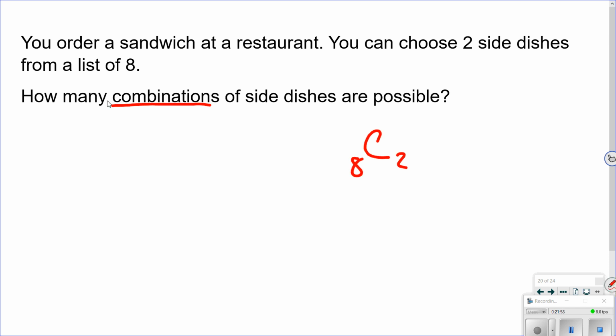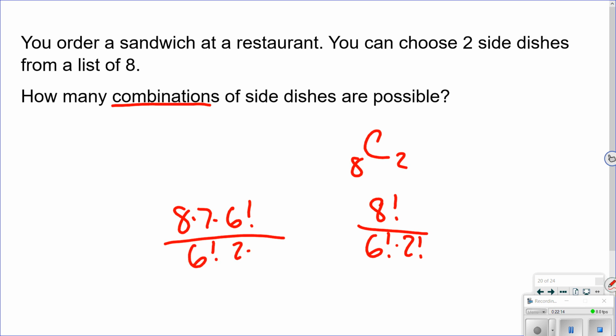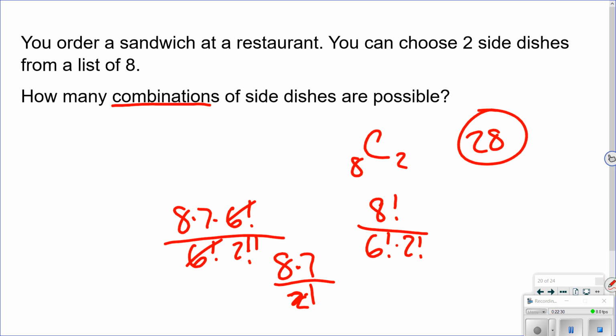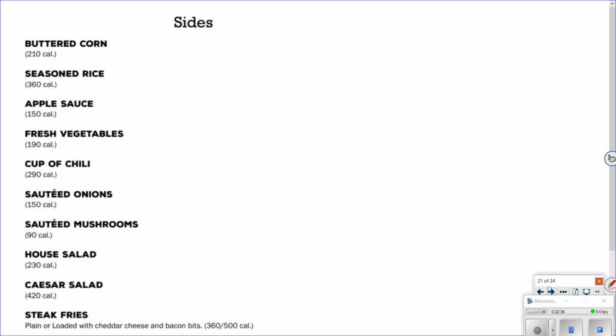Now we're just plugging it into our formula. So we get 8 factorial over (8 minus 2), which is 6 factorial, times r factorial, which is 2 factorial. I'm going to simplify that. I'm going to go 8 times 7, and stop at 6 factorial, because now I can cancel those out. So now I have 8 times 7 over 2 times 1. 8 times 7 is 56, and 56 divided by 2 is 28. So there would be 28 different combinations of side orders that you could end up with.